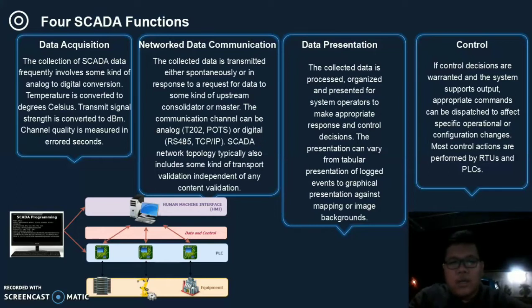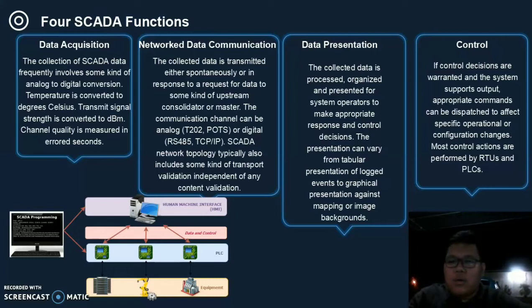The communication channel can be analog, T202 or POTS, or digital, RS485 or TCP/IP. SCADA network topology typically also includes some kind of transport validation independent of any content validation. Third one is data presentation. The collected data is processed, organized, and presented for system operators to make appropriate response and control decisions. The presentation can vary from tabular presentation of log events to graphical presentation against a mapping or image background.